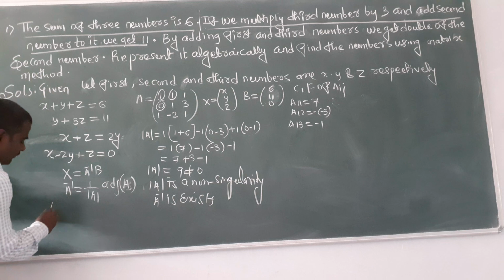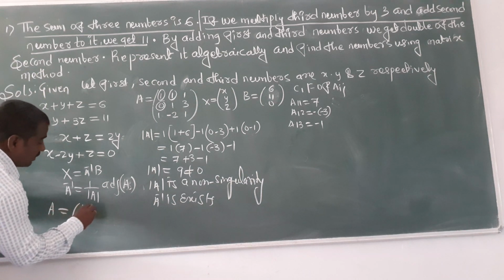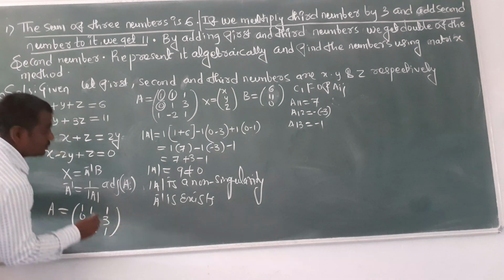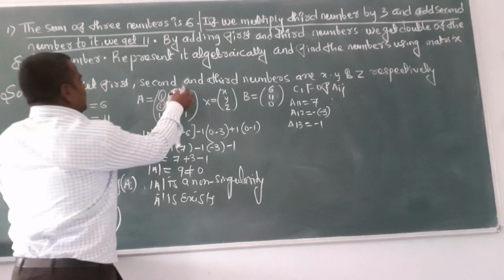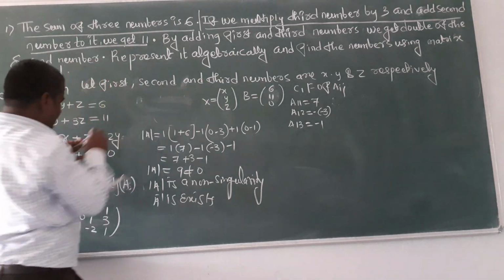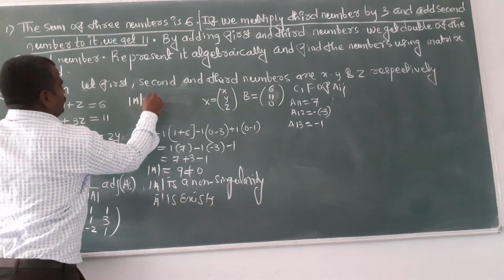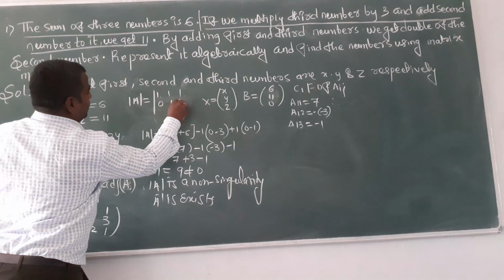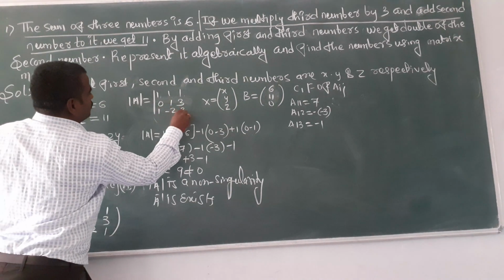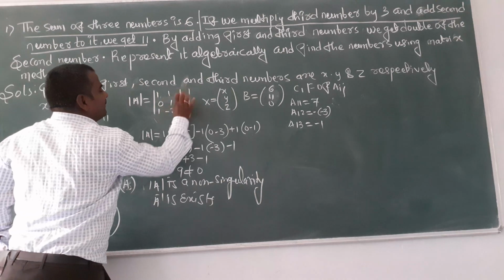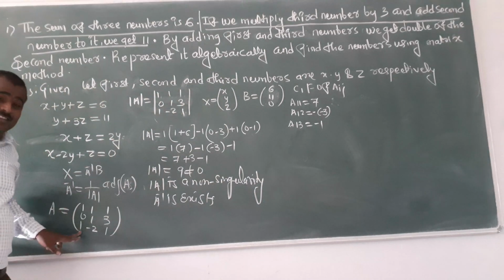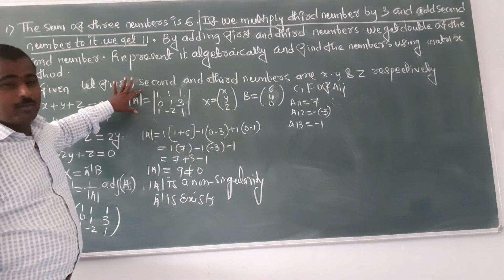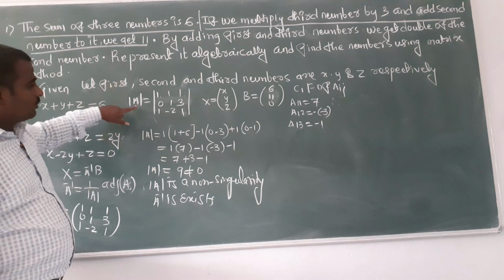So here you can write in one step, A is equal to [1, 1, 1; 0, 1, 3; 1, -2, 1]. I can write this directly, otherwise a mistake happens. So the determinant of A is equal to, what is the value? 1, 1, 1, 0, 1, 3, 1, -2, 3. Alright? Here the matrix is there. So when you find the solution, you can express it in the form of a determinant. Clear? Then only I can write here.